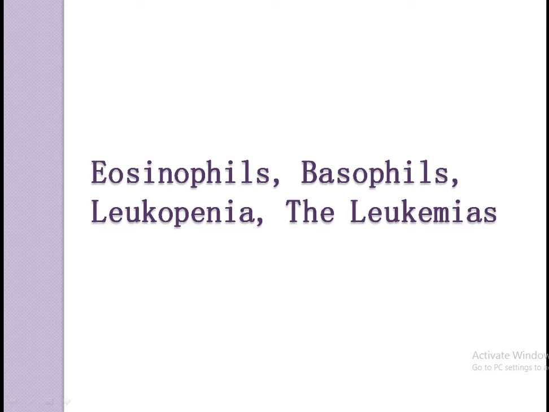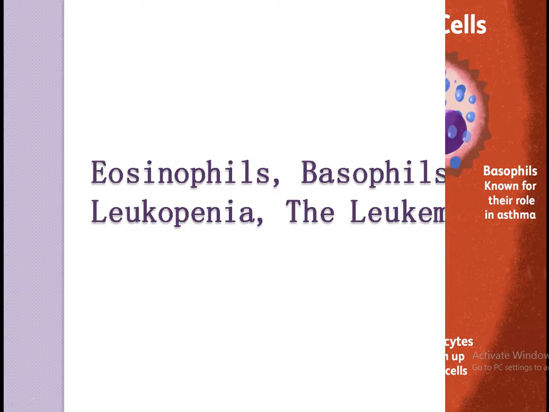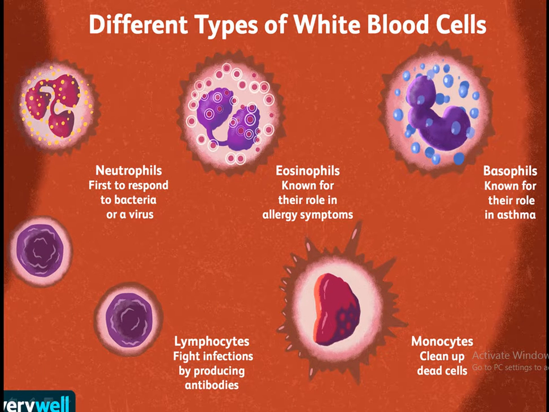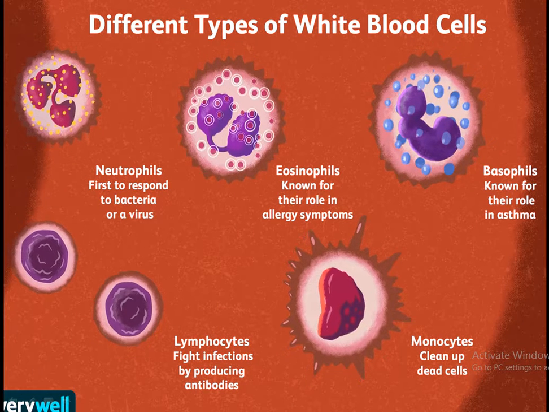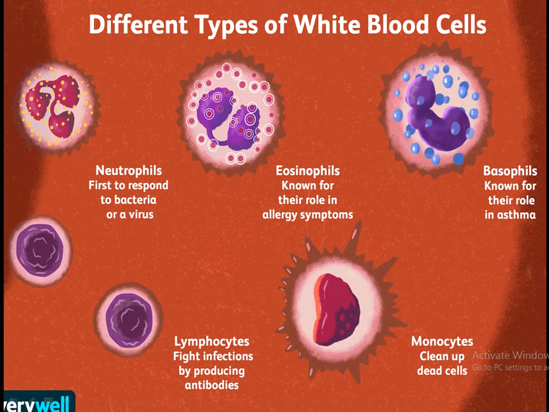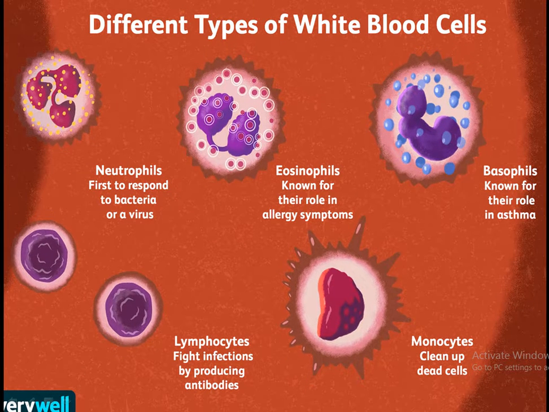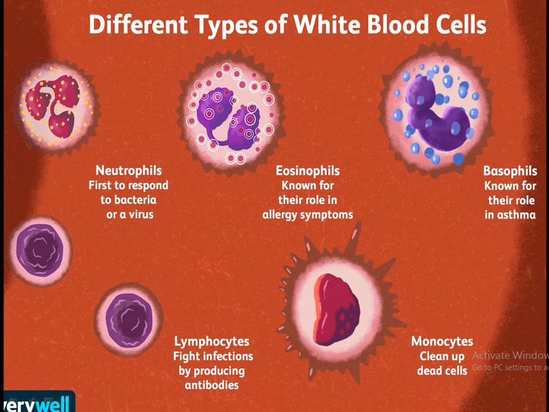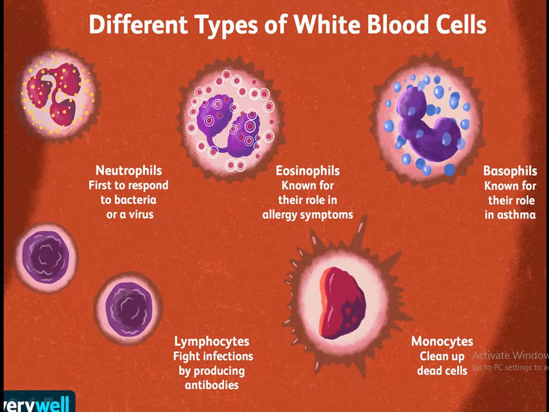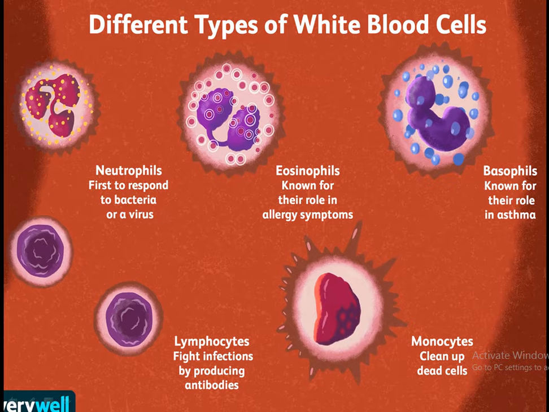Dear students, we were discussing the topic of WBC. Among that, today we will discuss the eosinophils, basophils, leukopenia and leukemias. Through this animation you can see the different types of the WBC: neutrophil, eosinophil and basophil, especially having the granules.